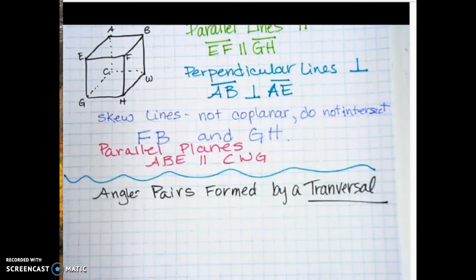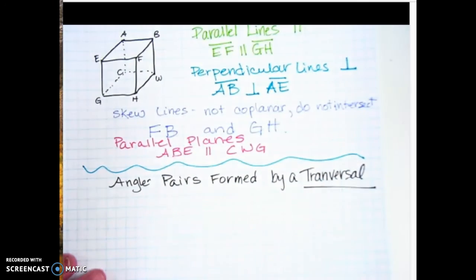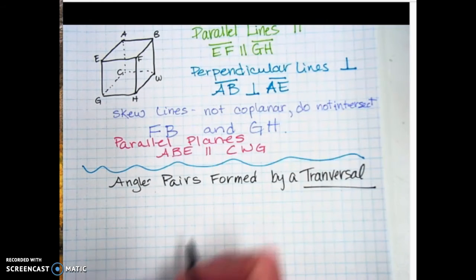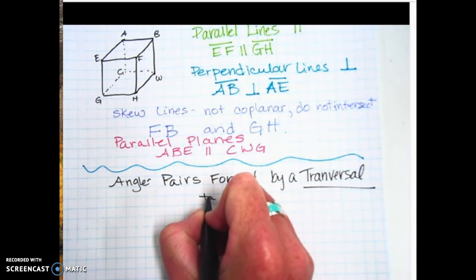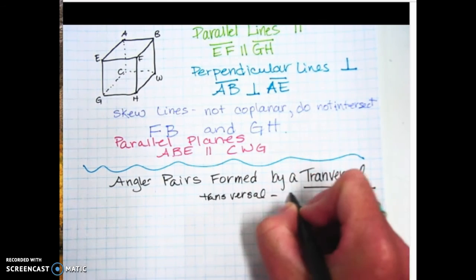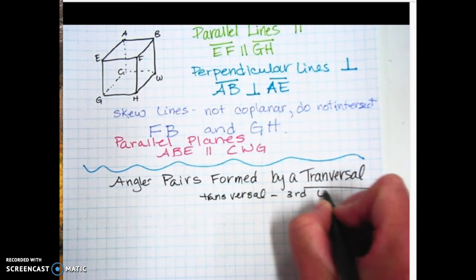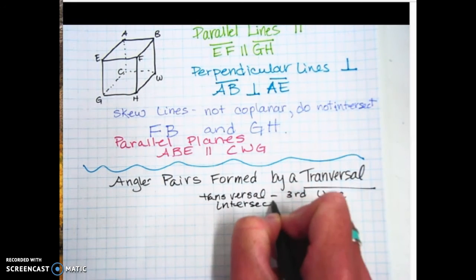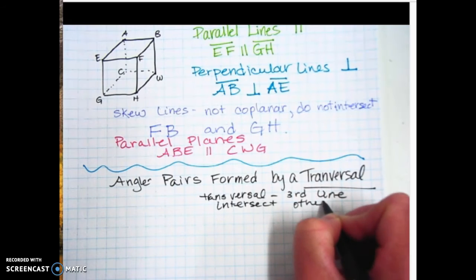So there's this fancy word right here, transversal. Okay? Transversal is basically going to be a third line that's going to intersect the other two. So transversal is your third line, and it's going to intersect the other two.